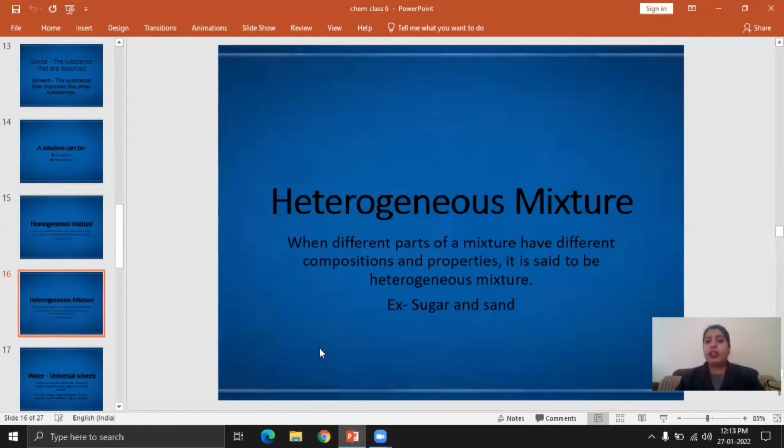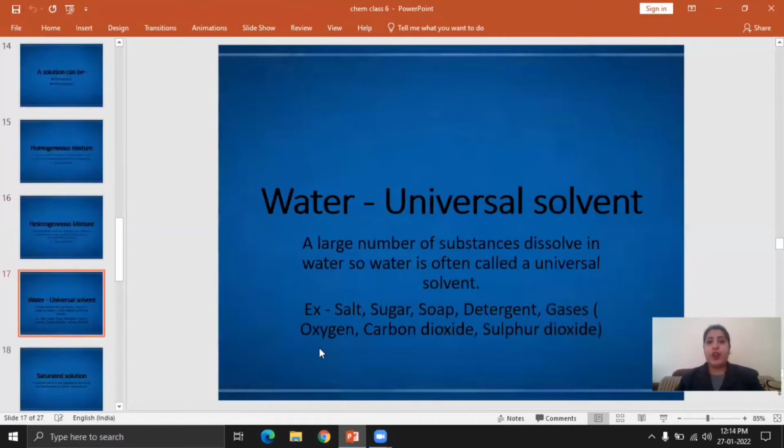And also you are able to distinguish between sugar and salt, and you can also separate sugar and salt. So such mixtures in which separation is possible, in which you can distinguish the two, are known as heterogeneous mixtures. Now the next topic we have is water, a universal solvent.